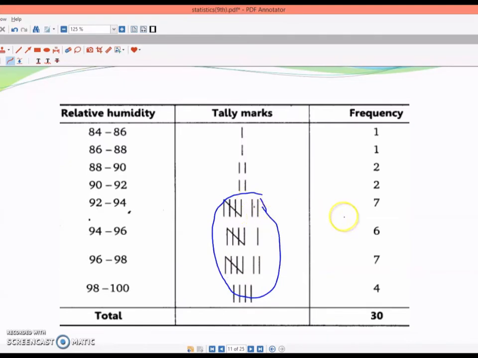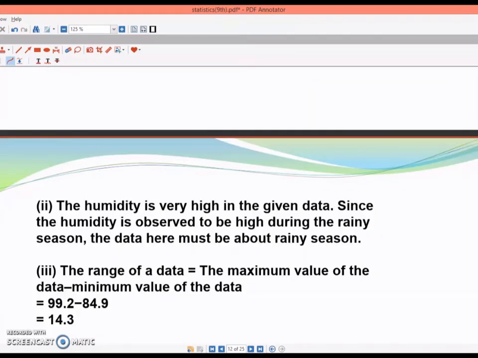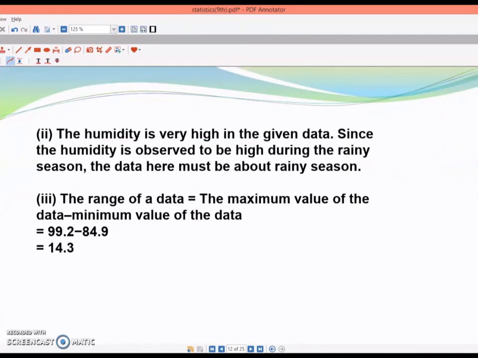These are the days when you could find maximum humidity. Which season do you think this data was recorded in? Since we observed that the humidity is very high, it must be the rainy season. Another specific question asked is: what is the range of the data? The range will be the maximum value minus the minimum value. Here the maximum value was 99.2 and the minimum value was 84.9. So subtract, and this will be the range of the data.